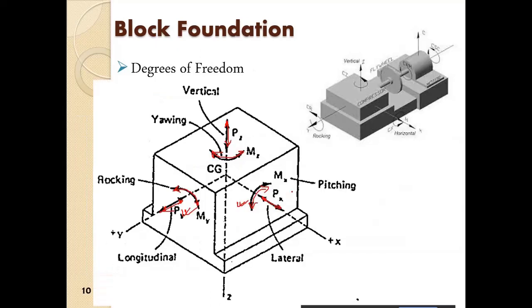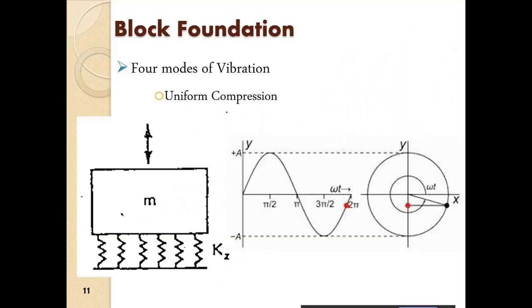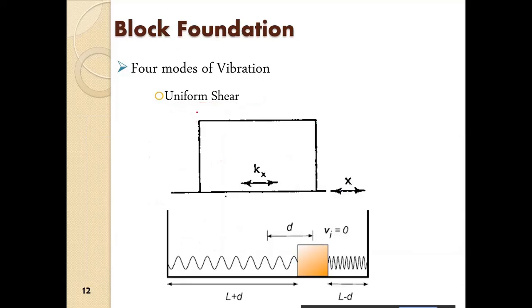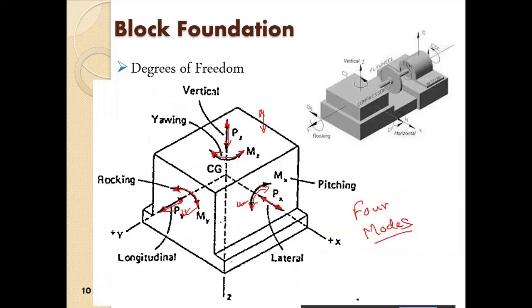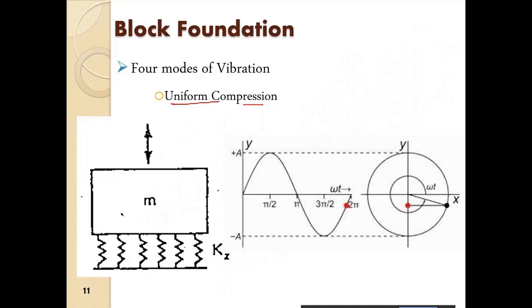So we have basically 4 modes of vibration, 4 modes of motion. So one is this translation. This is called the uniform compression. So when this motion occurs, this foundation is uniformly compressed in the entire area. So we call it uniform compression.